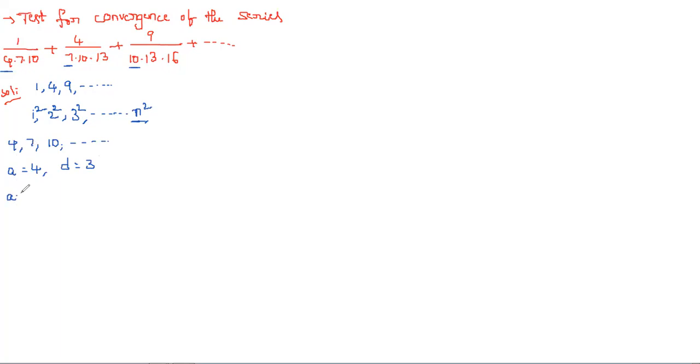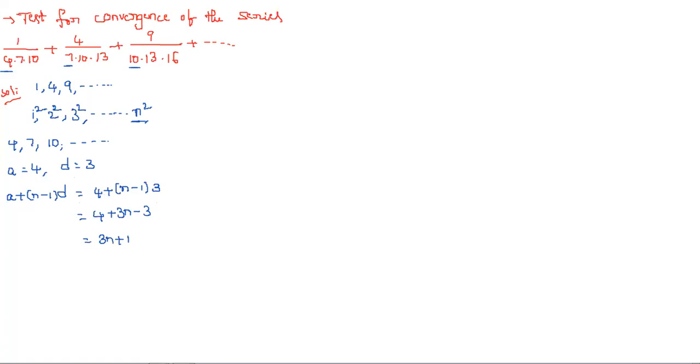Now the nth term in an arithmetic progression is a plus n minus 1 into d. So a is 4 plus n minus 1 into d, which is 3. So it is equal to 4 plus 3n minus 3. It means we get 3n, and 4 minus 3 is 1, so 3n plus 1. This is for the first one.